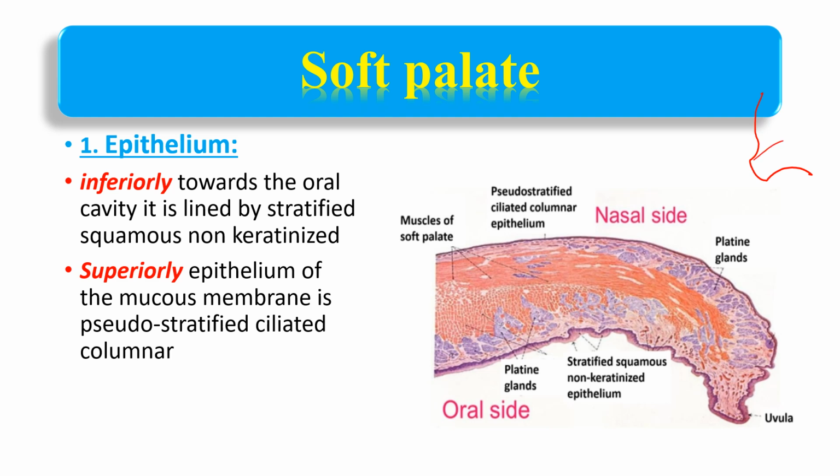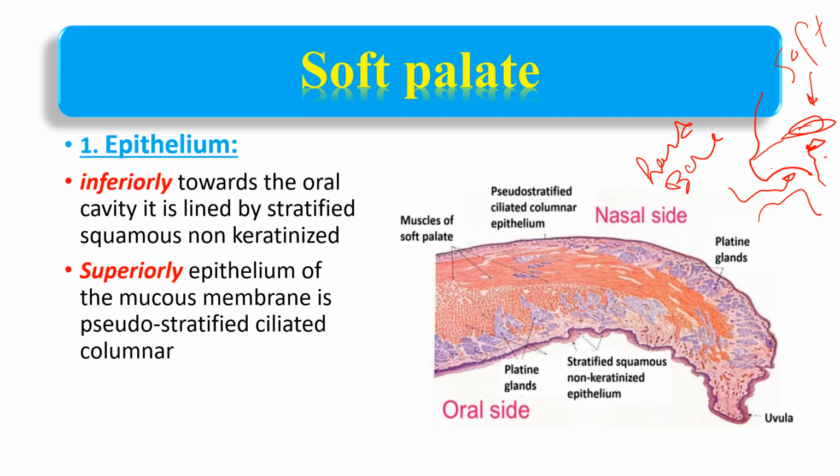Here is the nose and here is the oral cavity. The first part of the mouth is the hard palate, which is bone covered by epithelium. The inner one is the soft palate. The soft palate has a lower surface and an upper surface. The lower surface is in the mouth, the upper part is in the nose. So the lower surface will be like that of the oral cavity.